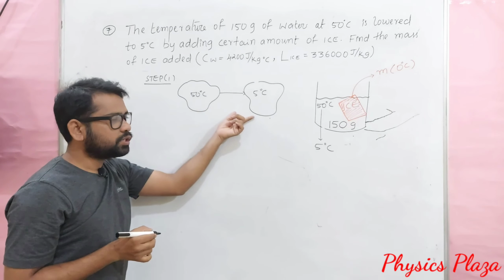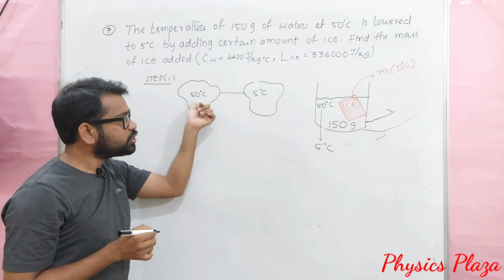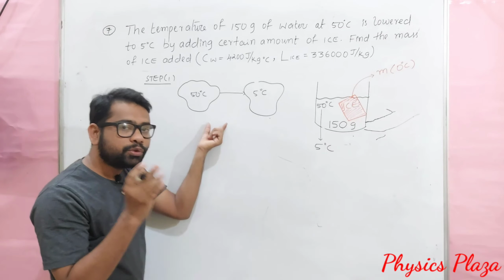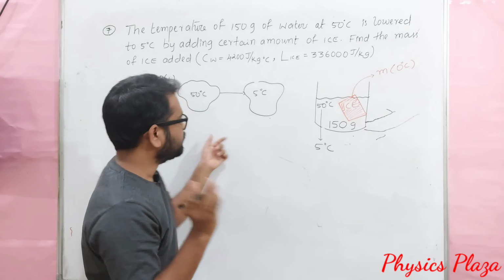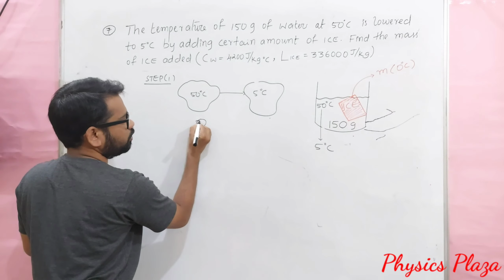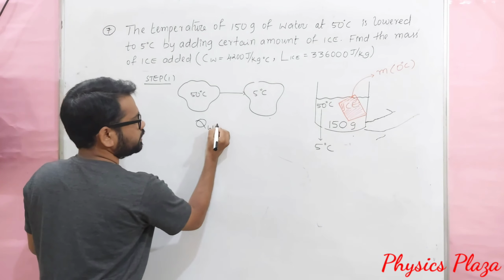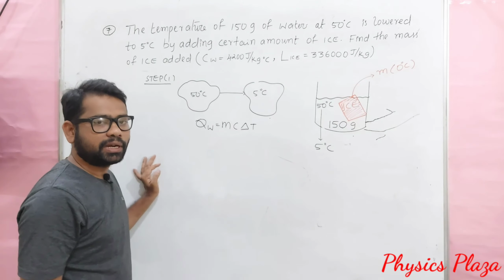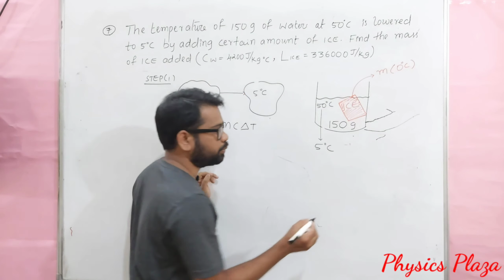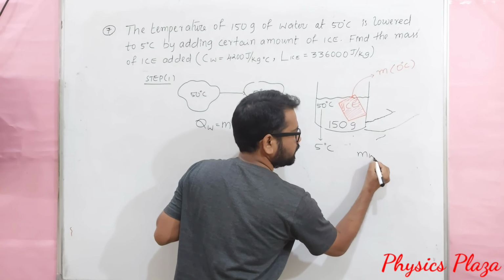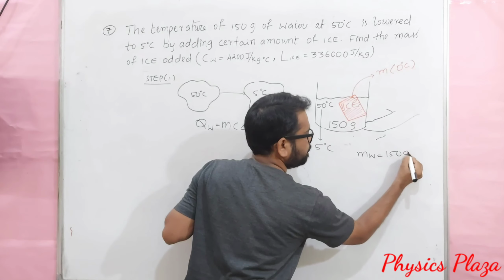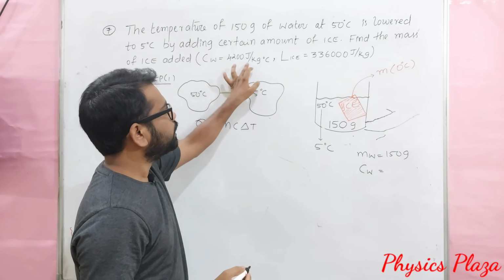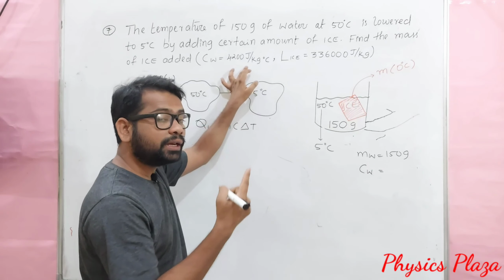Children, is there any change in state? No, there is no change in state, but there is a change in temperature. Then how do we calculate the heat lost by the water in this case? Q is equal to mc delta T. So let us calculate here. Heat lost by the water is equal to mc delta T. Children, what is given in the question? That's very important. Here the mass of water is given as 150 grams and the specific heat capacity of water is given as 4200 joule per kg. Let us write it in terms of grams.